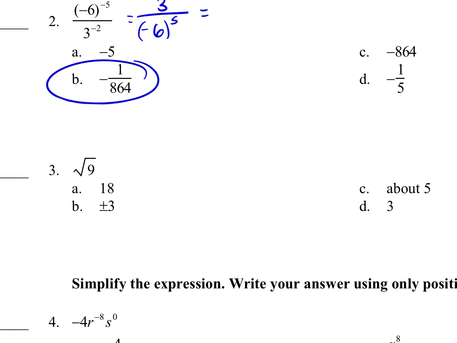All right, and 3. What is the square root of 9? 3. Perfect. Plus or minus 3? It's only plus or minus when you're solving and you take the square root of both sides. When you're just simplifying, it's just 3. So be careful with that.